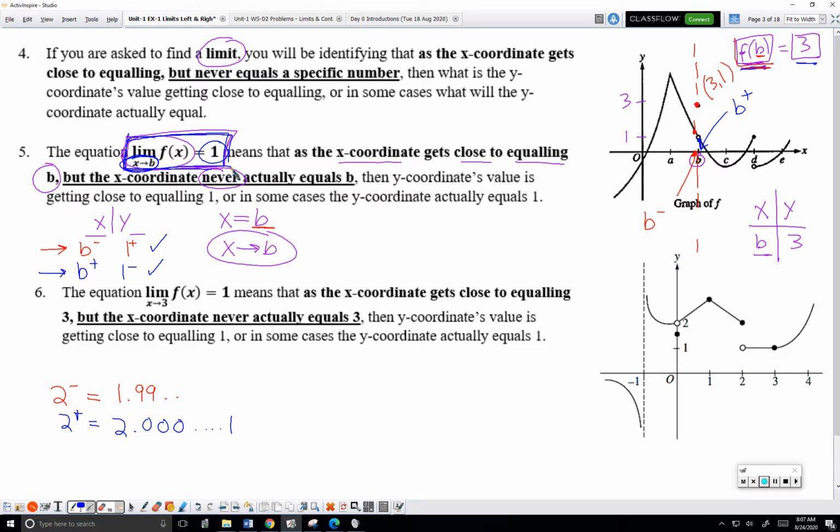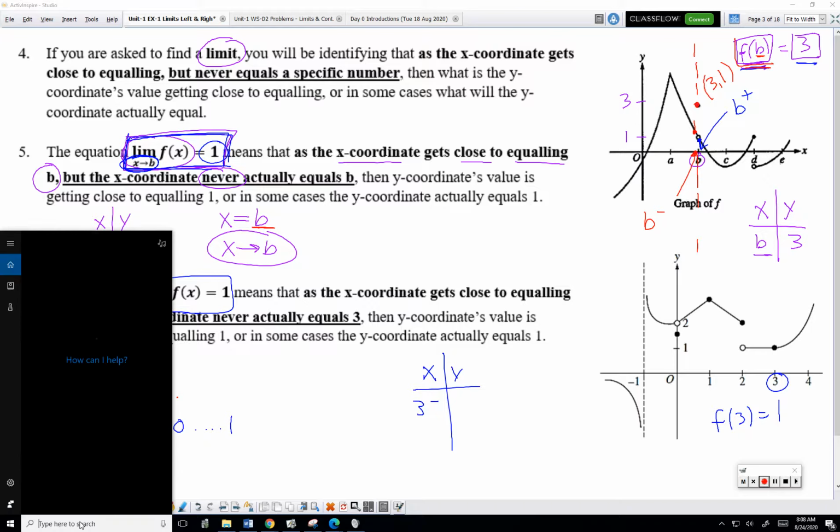So here, just another example. The x-coordinate's getting infinitesimally close to equaling 3. So if x were exactly 3, y would exactly be 1. But if x is only close to being 3, so I have my little table again. If the x-coordinate is slightly less than 3, my eye would be drawn right here.